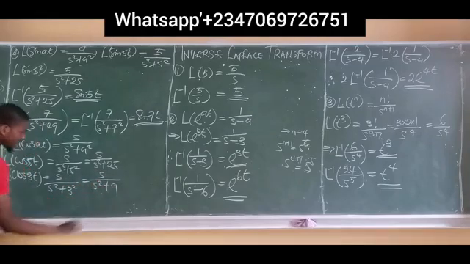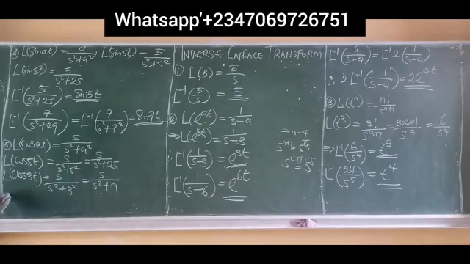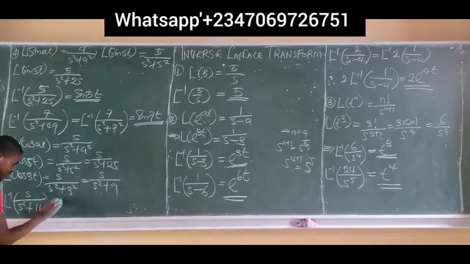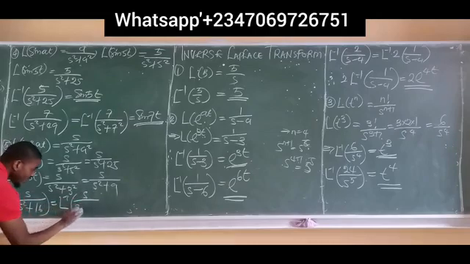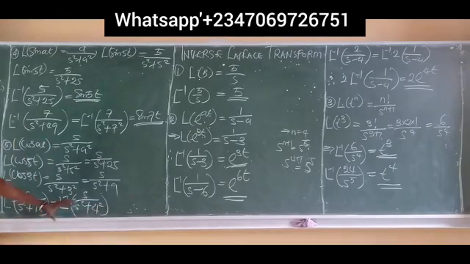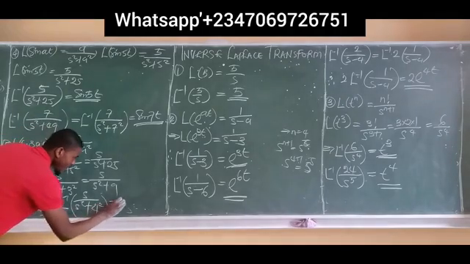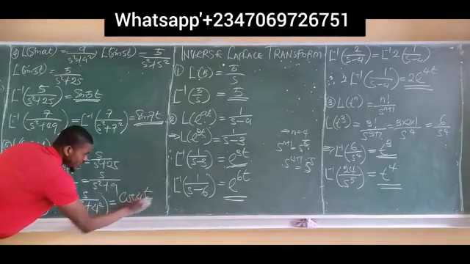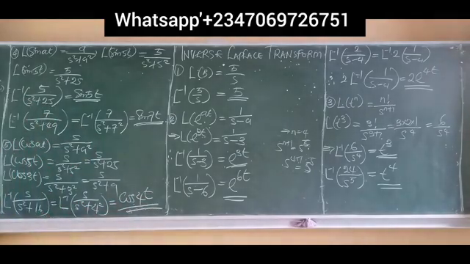which will give me s over s squared plus 9. So therefore, if I'm asked to find the Laplace inverse of s over s squared plus 16, I should know that this is the Laplace inverse of s over s squared plus 4 squared, since 4 squared gives me 16. Having this notation, my mind should be drawn to the formula s over s squared plus a squared. So the answer is simply cos 4t.